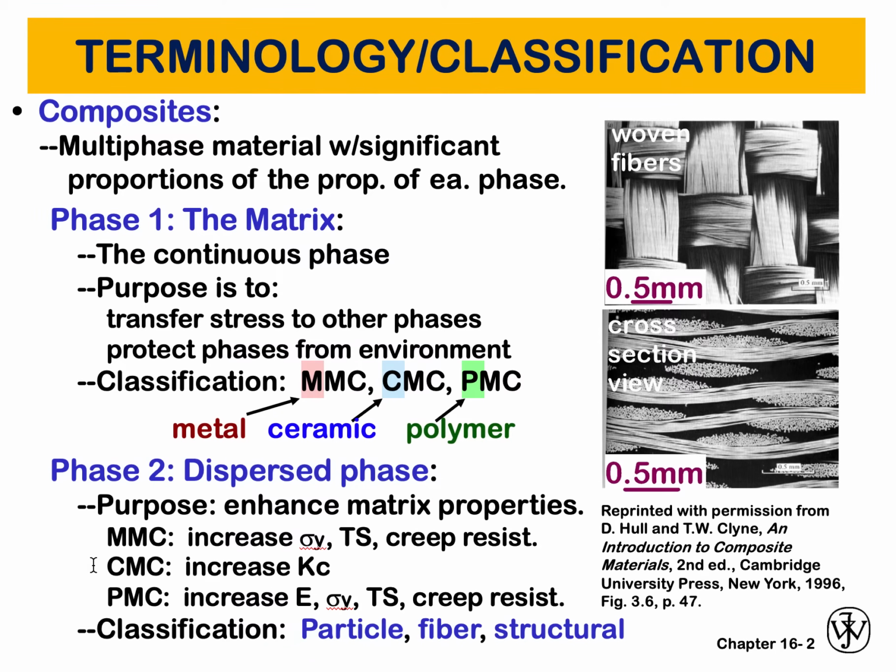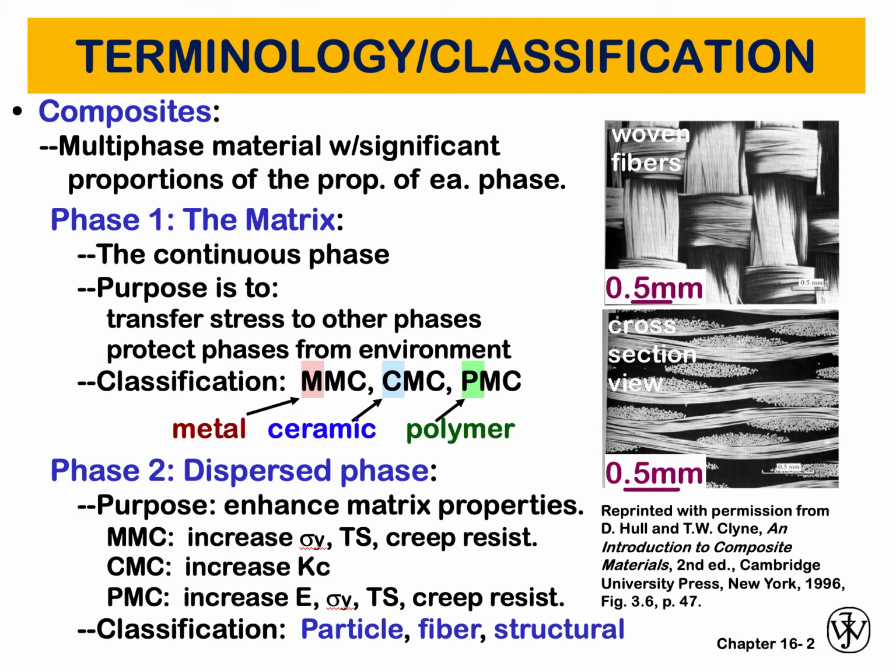In an MMC, a metal matrix composite, because of the dispersed phases, the other metal or the other ceramics, we can increase the yield strength, tensile strength, and the creep resistance. If you have a CMC, a ceramic matrix composite, we are increasing K_C, which is related to the rate of fatigue crack growth, so it improves the fatigue resistance. And if it's a PMC, a polymer matrix composite, we increase the elastic modulus, tensile strength, and creep resistance.